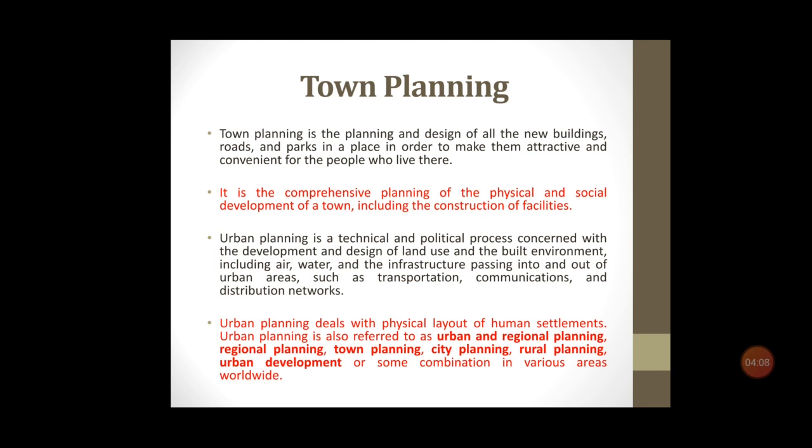So urban planning is a technical and political process concerned with the development and design of land use and the built environment, including air, water and the infrastructure passing into and out of the urban areas, such as transportation, communications and distribution networks. Urban planning deals with the physical layout of human settlements. Urban planning is also referred to as urban and regional planning, or town planning, or city planning, or rural planning, or urban development, or some combination in various areas worldwide.